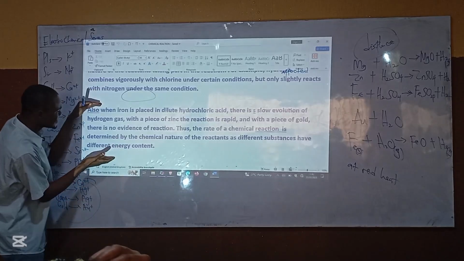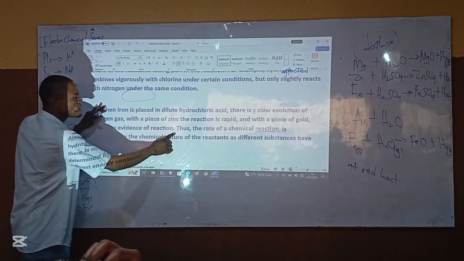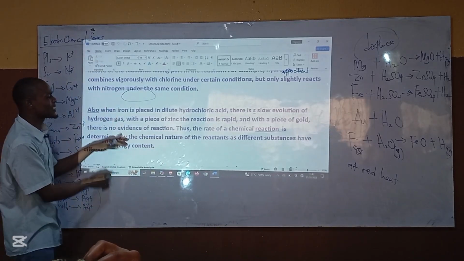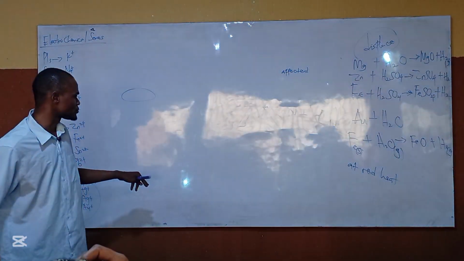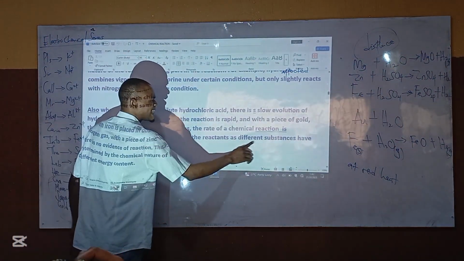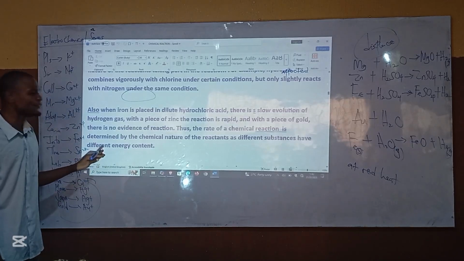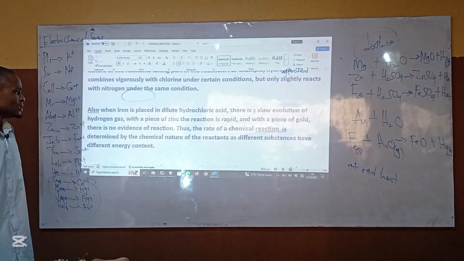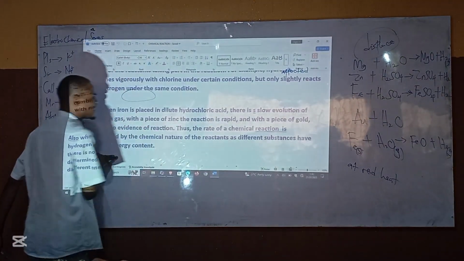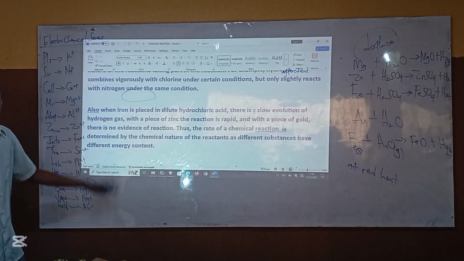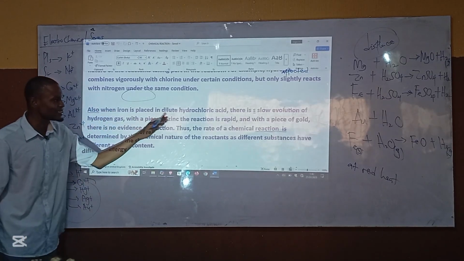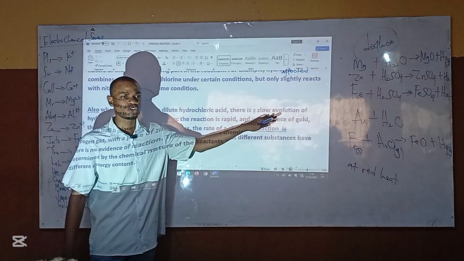So therefore, from this, the rate of chemical reaction is determined by the chemical nature of the reactant, as different substances have different energy content. Different substances have different energy content. So when iron is placed in dilute hydrochloric acid, the reaction, the evolution of what?